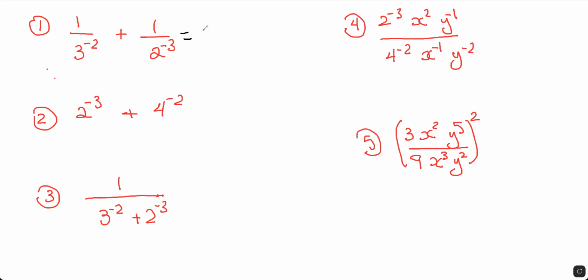1 over 3 to the negative 2 just becomes 3 squared. And you have the plus sign. And 1 over 2 to the power of negative 3 just becomes 2 to the power of 3. That will give me 3 squared is 9 plus 2 cubed, which is 8. 2 times 2 times 2 is 8. That gives you 17. So this one is very easy.